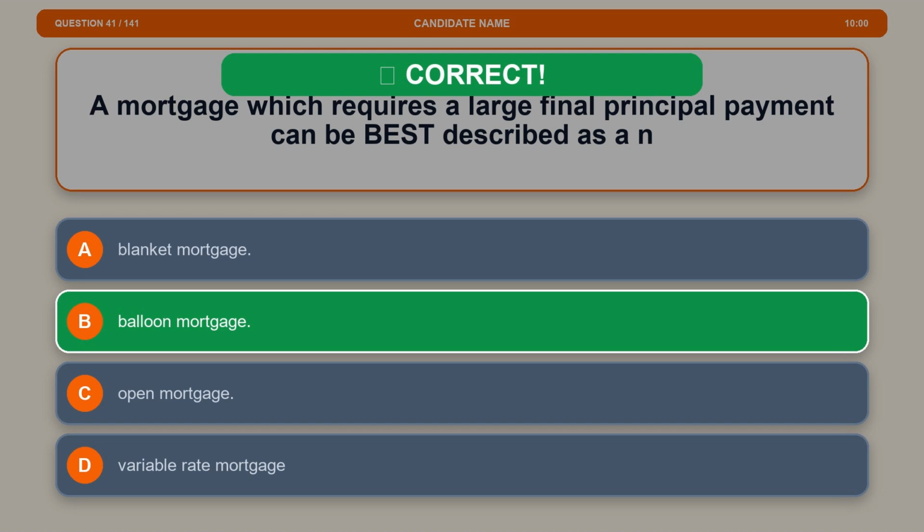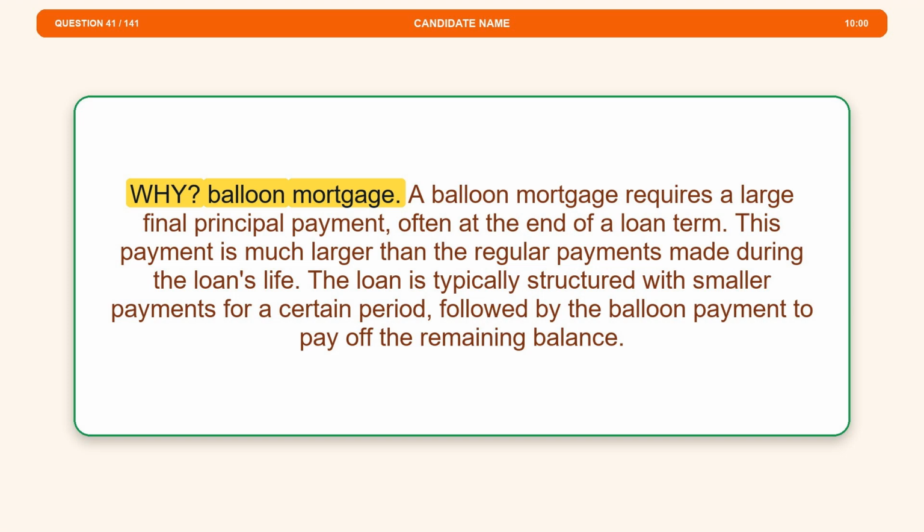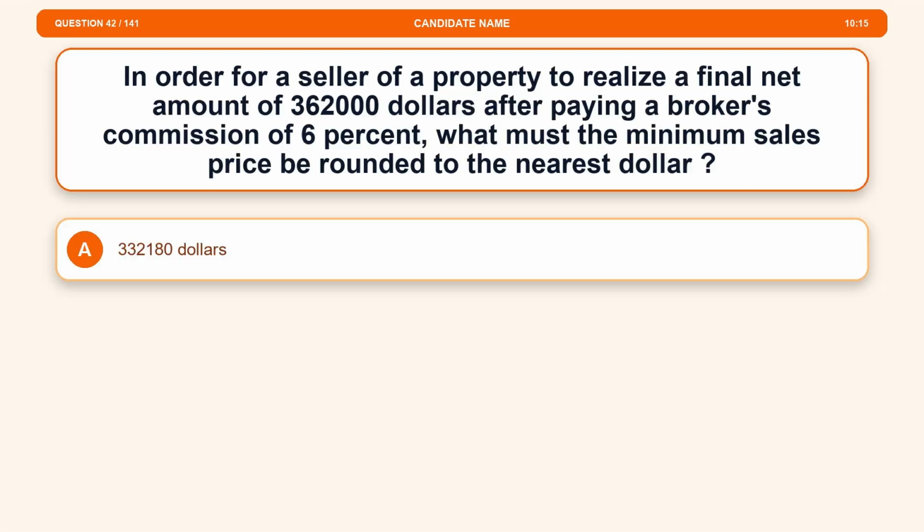The correct answer is option B, balloon mortgage. A balloon mortgage requires a large final principal payment, often at the end of a loan term. This payment is much larger than the regular payments made during the loan's life. The loan is typically structured with smaller payments for a certain period, followed by the balloon payment to pay off the remaining balance.